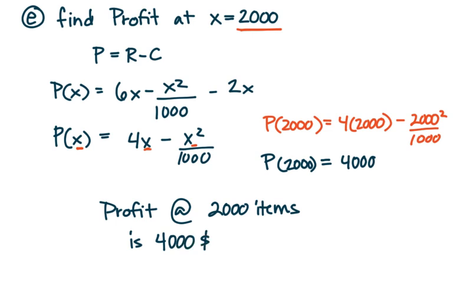All right, and that is it for this problem. So the big takeaway here is when you see these word problems and they say marginal cost or marginal revenue or marginal profit, you need to take the derivative. Marginal means that rate of change, the change in the revenue, cost, or profit when you produce one additional unit.